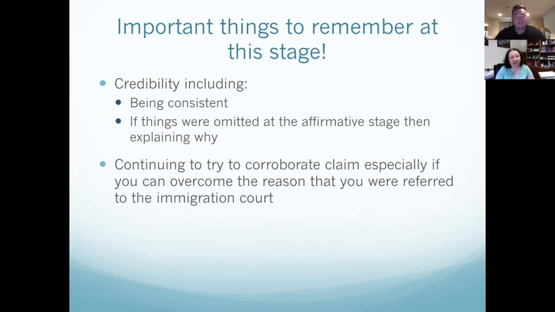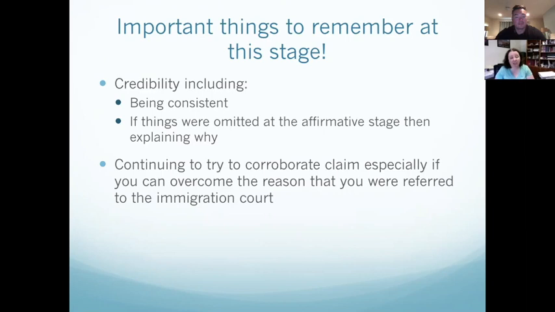So this is very important at this stage. It's really, really important. I can't emphasize it enough, because it's really hard to come back from an adverse credibility determination once it's been made, because the immigration judge is given a lot of deference in how they made that determination.